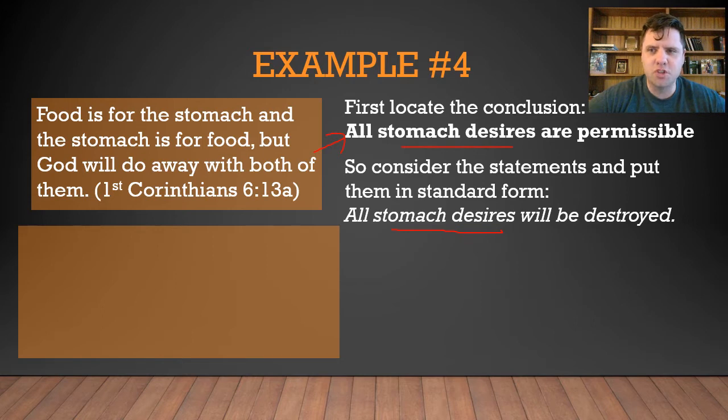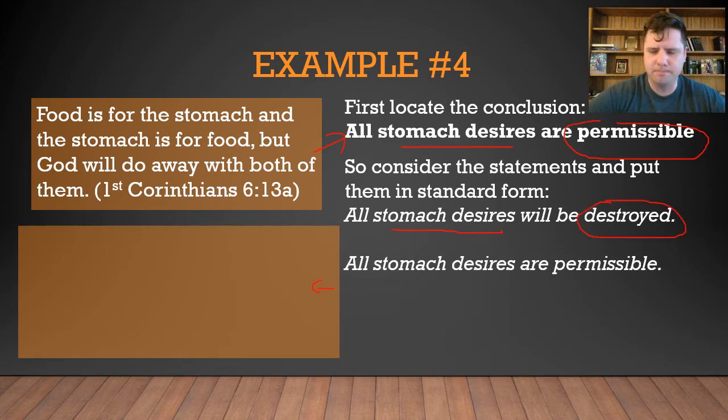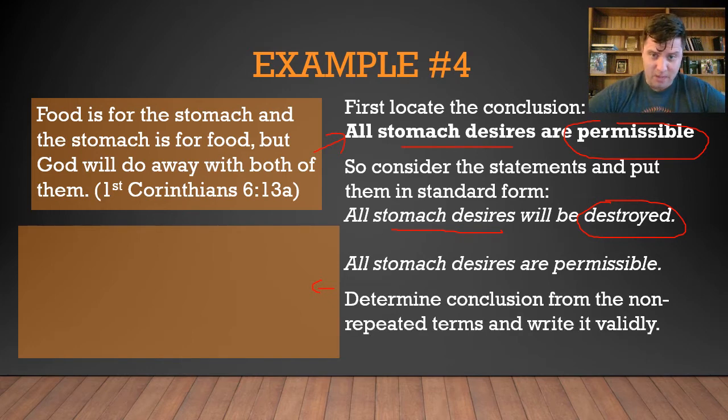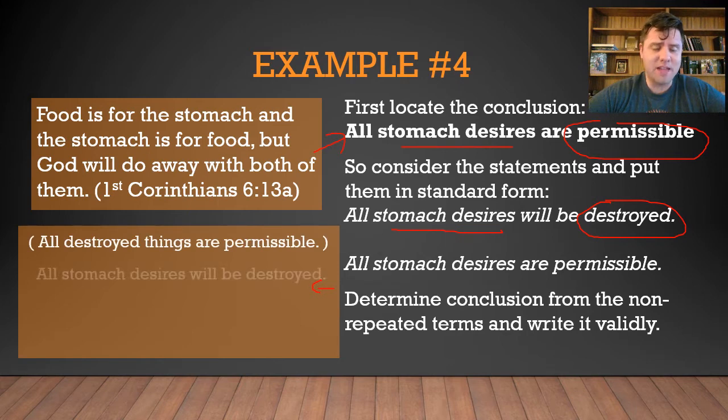So this will be positioned in the second place in our syllogism. The words that are left are permissible and this destruction element. So all stomach desires are permissible. It would be like desires, right? If I was to write that fully, it should be all our permissible desires. And now we just start to write these out then.